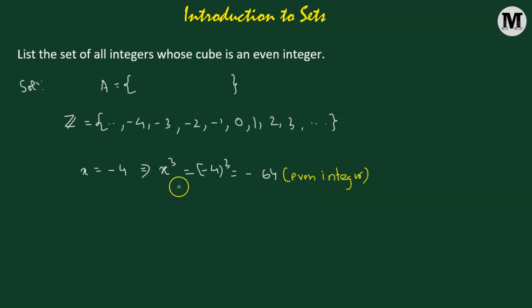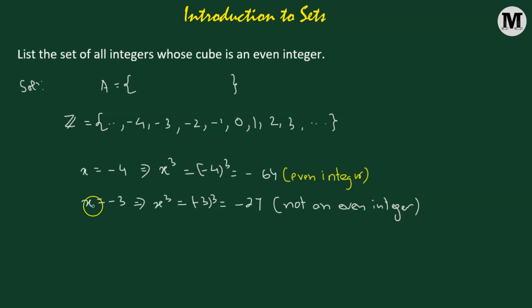Then if we consider x equal to -3, cubing x gives us (-3) cube, which equals -27, which is not an even integer, so that's an odd integer. So we are not going to consider this particular value of x; we're going to reject it. If we take x equal to -2, then x cube equals -8, which is an even integer.